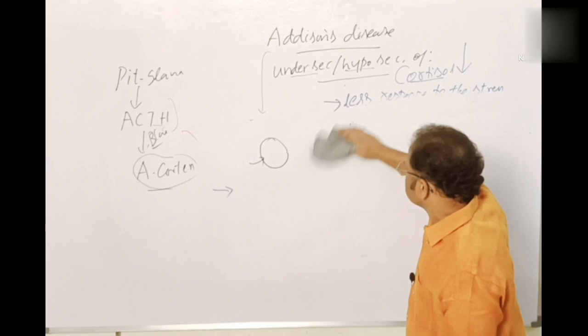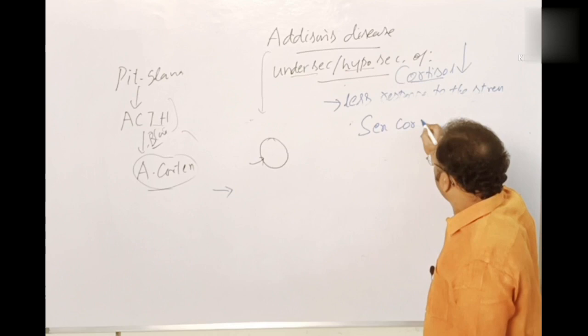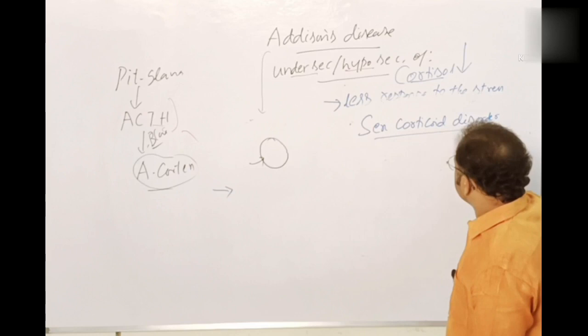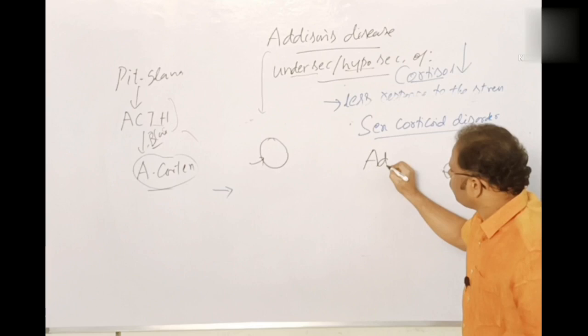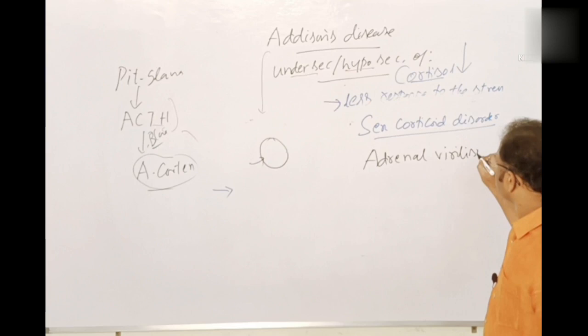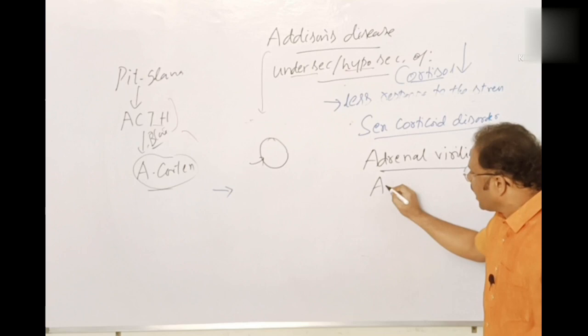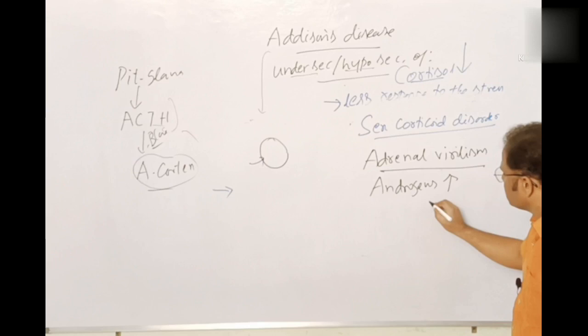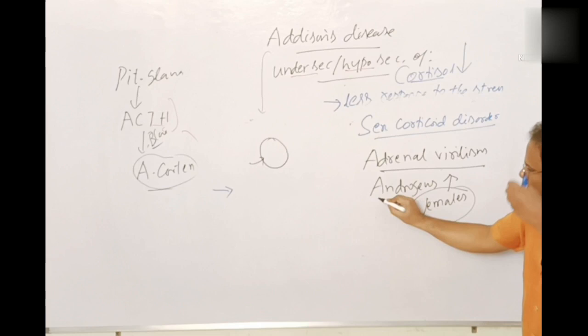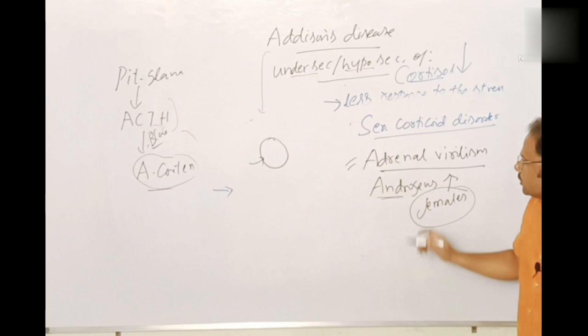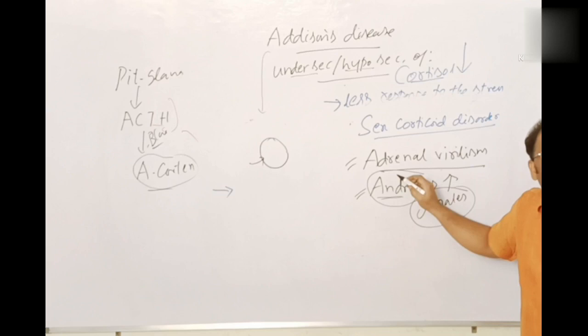One of the very common sex corticoid disorders is adrenal virilism. Of course, this is not given in NCERT. Adrenal virilism. What does adrenal virilism mean? The male sex hormones called androgens are increased in quantities in the females. For example, females actually have lesser quantities of androgens, but in certain cases of adrenal virilism, there is an oversecretion of androgens in the females. Actually, androgens are the male sex hormones.